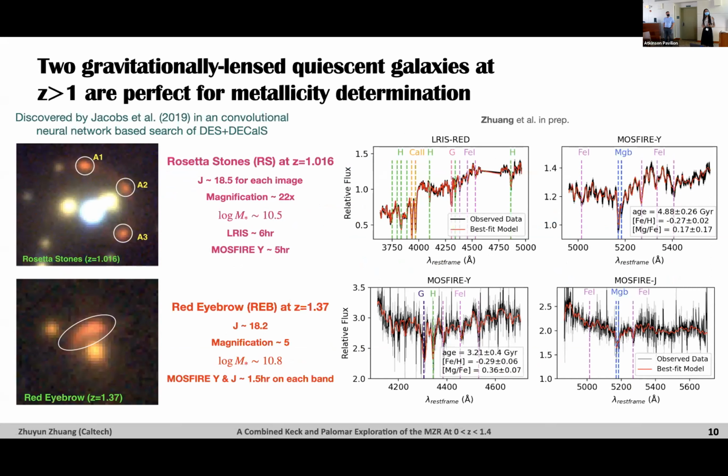But we think JWST can be more powerful for spatially resolved spectra. For instance, for the Right Eyebrows you see here, if we can observe them with JWST, we'll have much better seeing. So it's possible to actually study the spatially resolved abundances for these kinds of extended length scales.